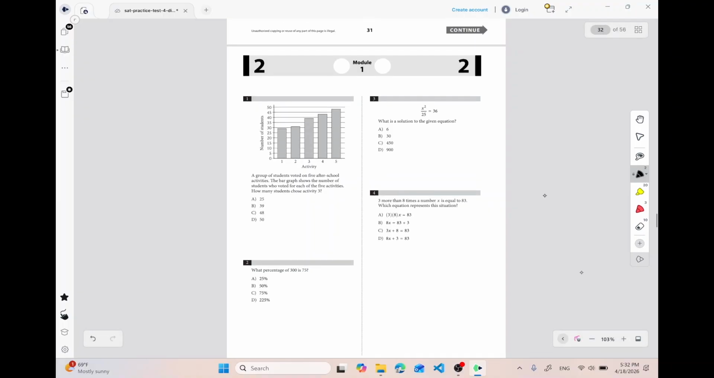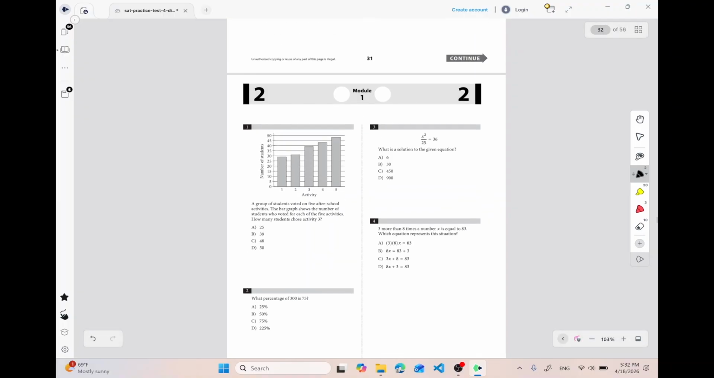So problem 1 asks: a group of students voted on 5 after-school activities. The bar graph shows the number of students who voted for each of the 5 activities. How many students chose activity 3? So we're looking for activity 3, activities on the x-axis. The middle bar on the bar graph says 3, so that's the one we're looking at. And we want to know how many students chose that one.